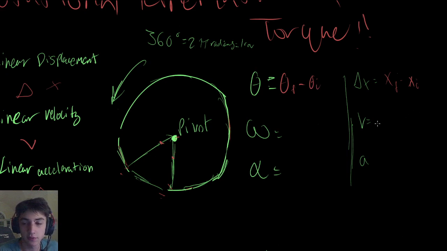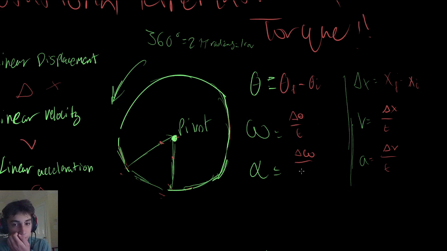And so to solve for our velocity, we need our displacement over time, which is still true for our angular velocity. We have to have the change in theta over time, and that is still true for acceleration. We have to have the change in velocity over time, and then the change in angular displacement, or angular velocity.